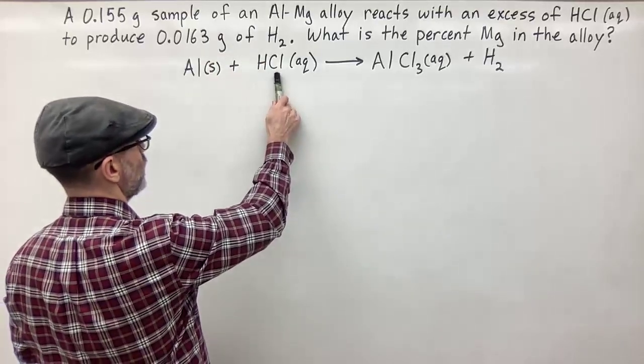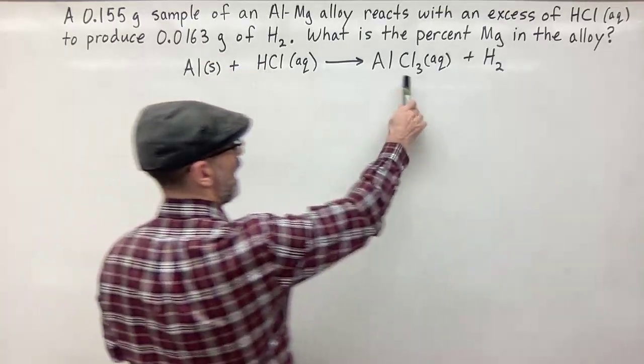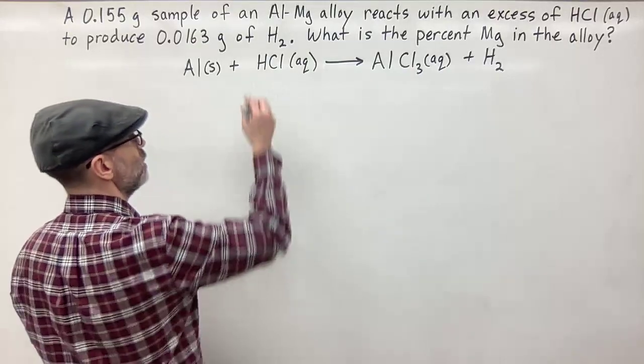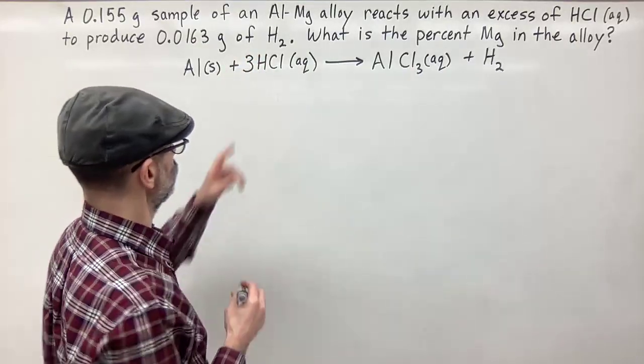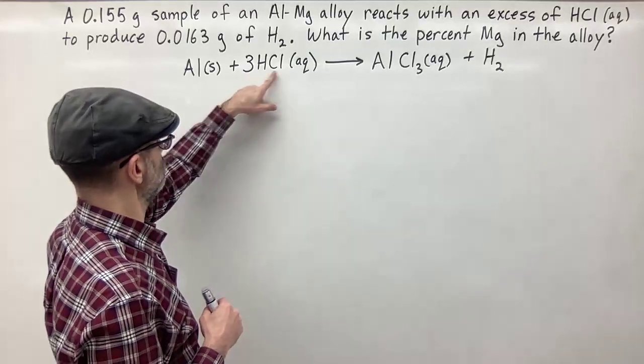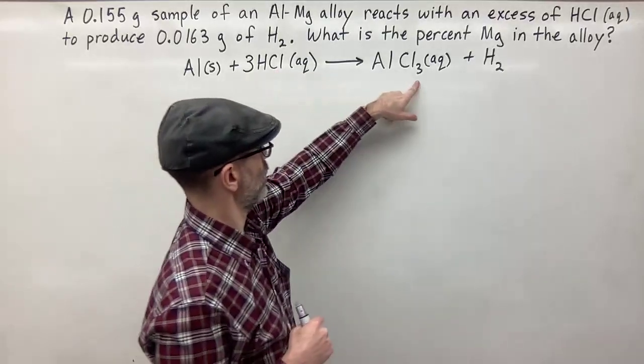Next is chlorine. So I have one chlorine here. I have 3 chlorines there. So I'm going to have to put a 3 here. So now I have 3 chlorines, and I have 3 chlorines.